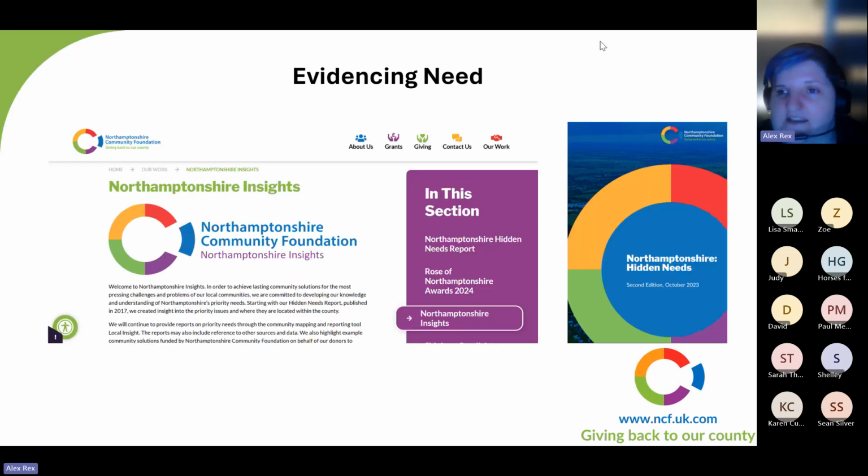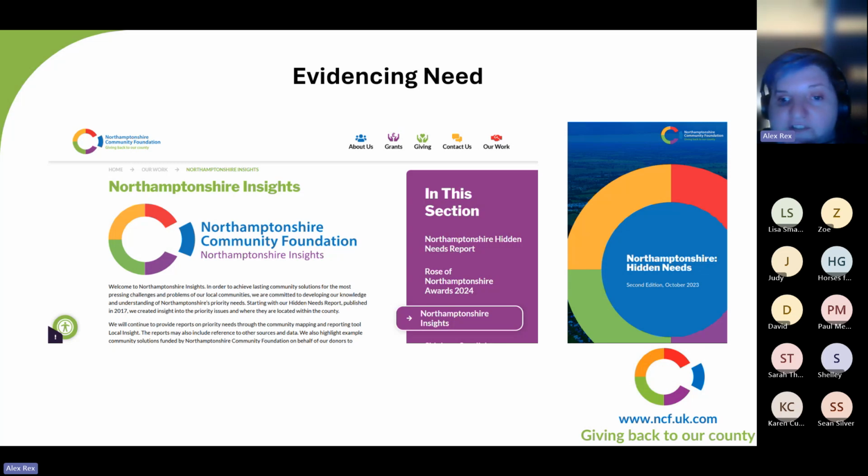So evidencing the need, we have got on our website information about data sets, so that you can get some of that hard data evidence. On our website, in the Our Work section, we have two that I would recommend having a look at. One is Northamptonshire Insights. When you go onto this page, you'll be able to scroll further down, and what you'll see is that we've worked with an organisation called Local Insights, whose role is to gather all of the data from all of the public sets of information that's out there and make it geographically specific.